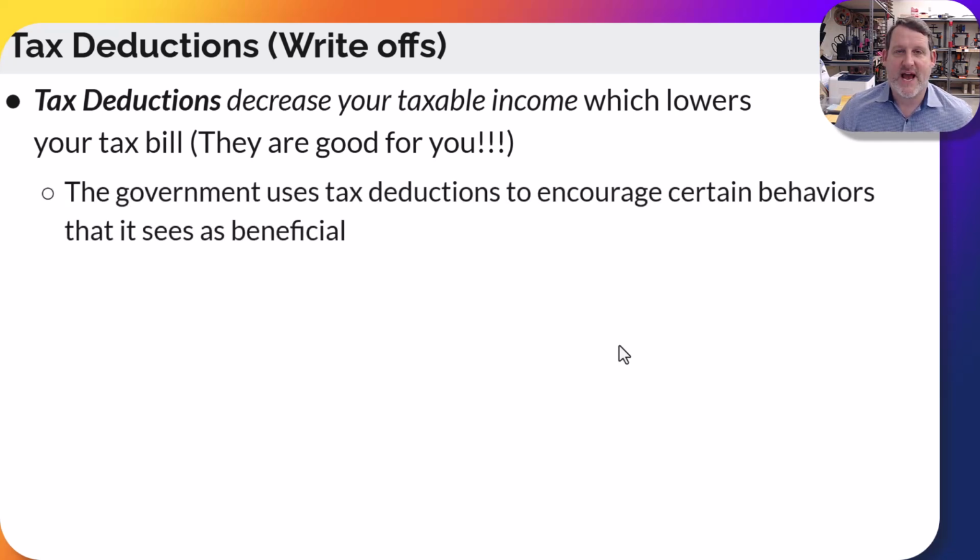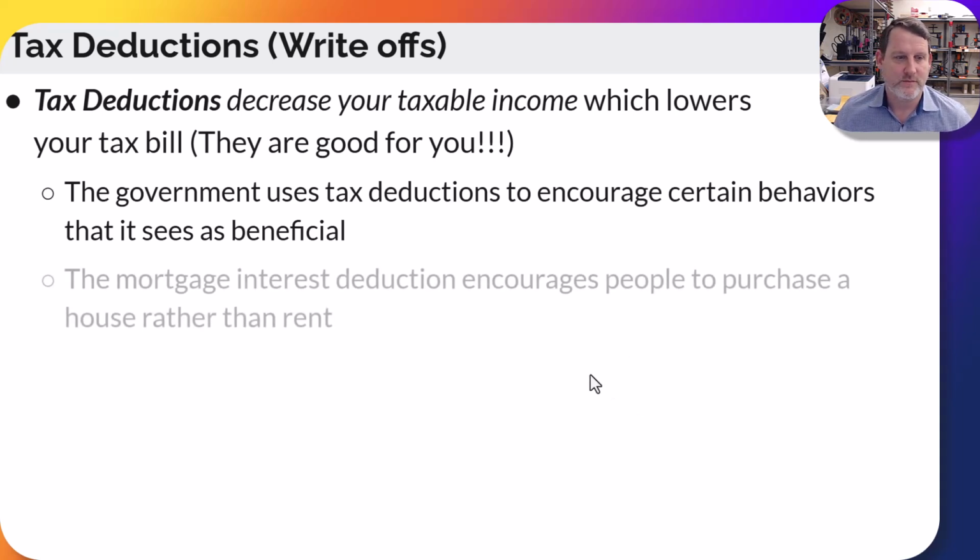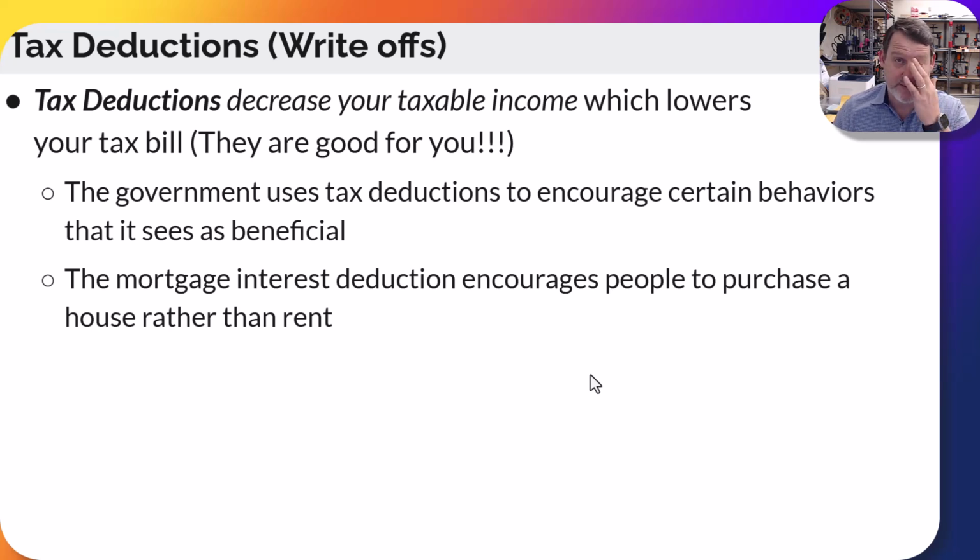The government uses tax deductions to try to encourage certain behaviors. For example, there's a mortgage interest deduction, which means you can deduct the amount of the interest you pay on your mortgage every year. This encourages people to purchase a house rather than rent. And the government feels that that's a beneficial thing for the society, so they have a tax deduction for that.